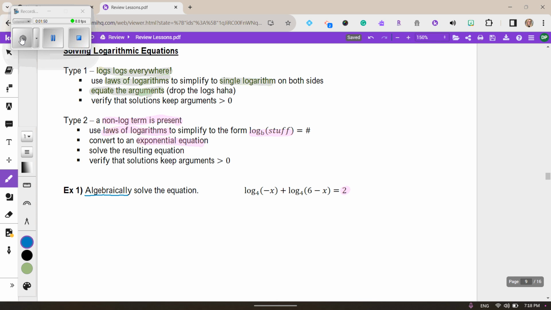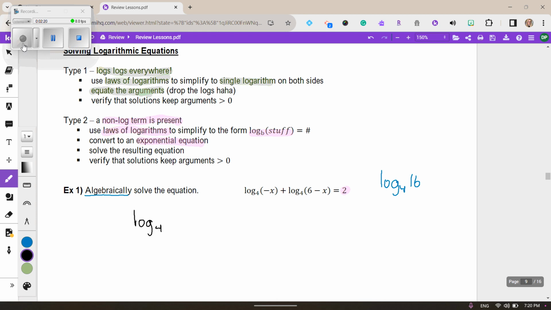I could try to rewrite that 2 as a logarithm. Log base 4 of, let me think that one through. Okay, so log base 4 of 16 would equal 2, so I could replace that and totally solve it this way. But let's just assume that we weren't able to do that. So we're going to use laws of logs to simplify.